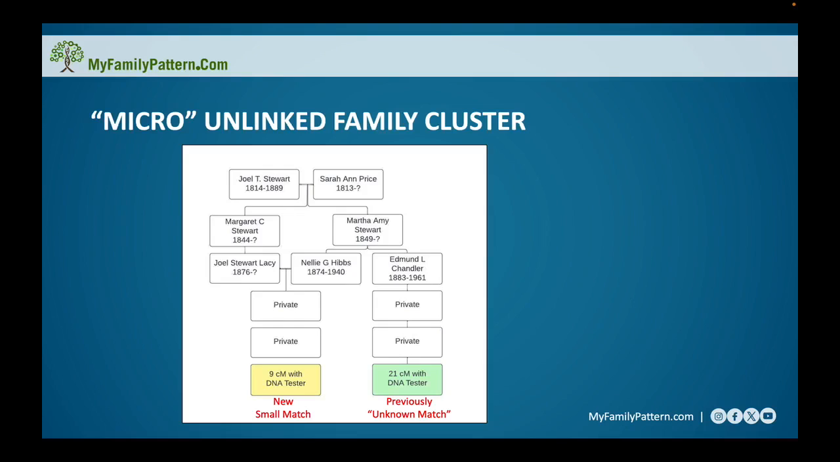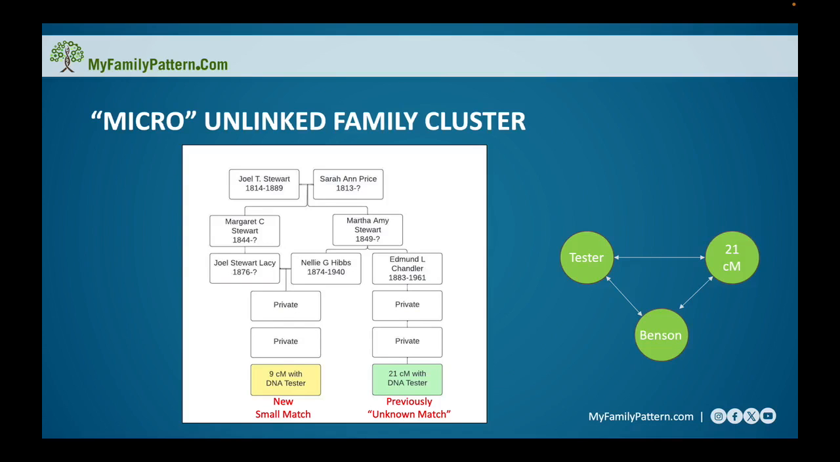This 9 centimorgan match shared a common ancestor with Joel Stewart and his wife, Sarah Price. Now, I call this a micro unlinked family cluster because a normal unlinked family cluster is much larger than this. Like the example that I had for the Benson one, which had at least 5, but this one only has 1. So I call it a micro unlinked family cluster.